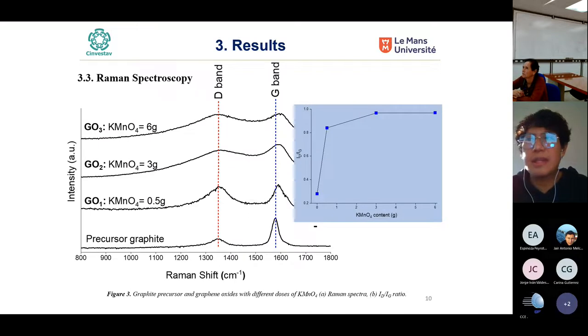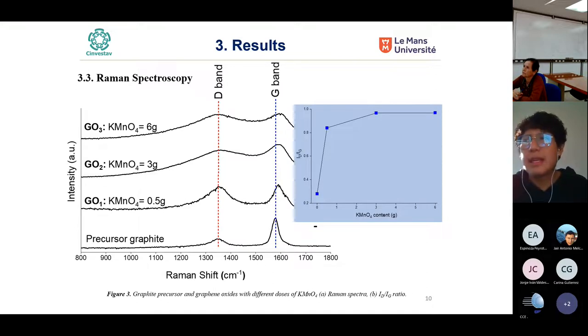Another characterization was Raman spectroscopy. In the Raman spectra of the precursor graphite, we see the presence of a strong G-band at around 1,500, attributed to the double bond carbon stretching, while the D-band at around 1,300 is attributed to the presence of defects in this material. In graphene oxide, a shift of the D-band toward higher wavenumbers was observed, attributed to the formation of more sp2 states because of the functional groups in these materials.